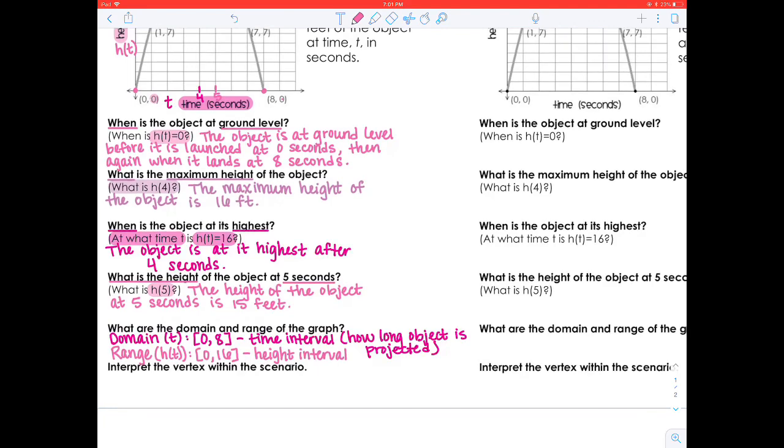So we can say, after 4 seconds, the object reaches its maximum height of 16 feet. Okay, because the vertex was (4, 16).